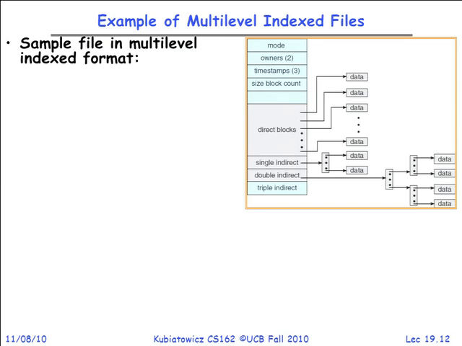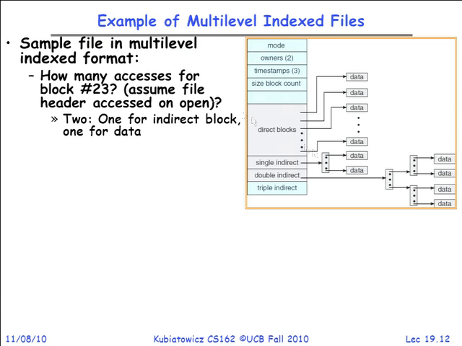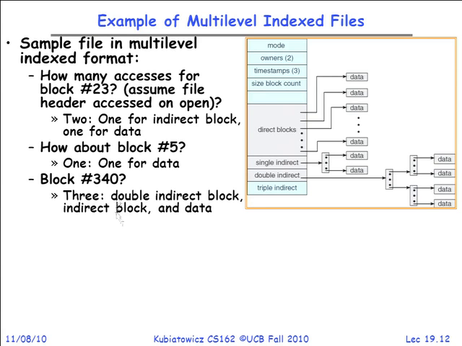So how many accesses does it take to get block 23? Well, 2, because you're going to have to load the indirect block here first and then the data. How about block number 5? Only 1, because once you've got the inode, you just get the data. Block 340, you actually have to go to the double indirect block, an indirect block, and then the data. So you should be able to figure this out if you were forced to.